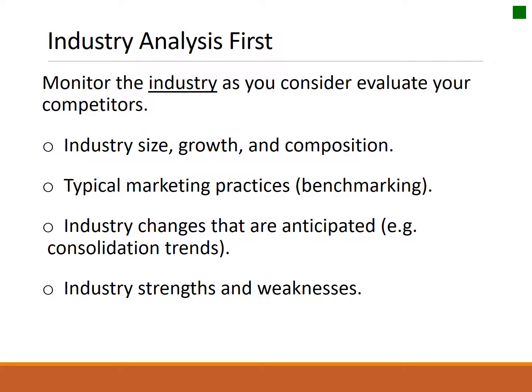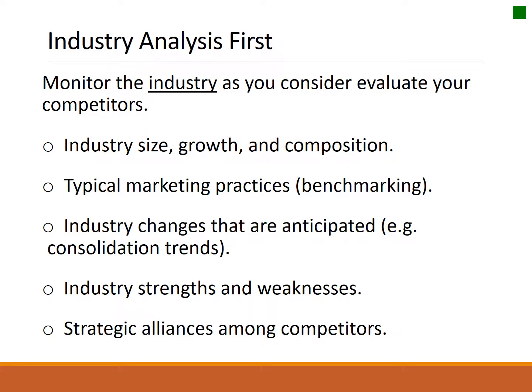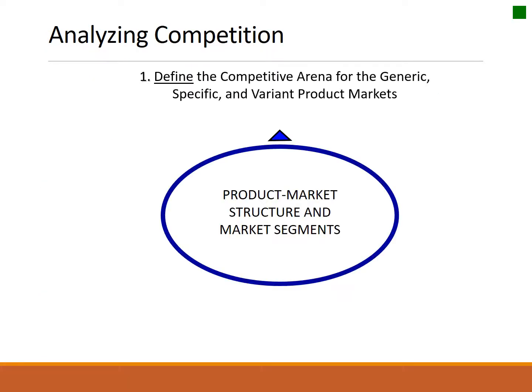Other things we think about: industry strengths and weaknesses, and then strategic alliances among competitors and the relationship that firms have with each other. Strengths in terms of being able to generate new business and new products, maybe the maturity of the industry, the maturity of the product category, the category along the product life cycle, for instance, may be another consideration. So analyze the industry first as you move forward, and then we'll start to analyze specific individual competitors.